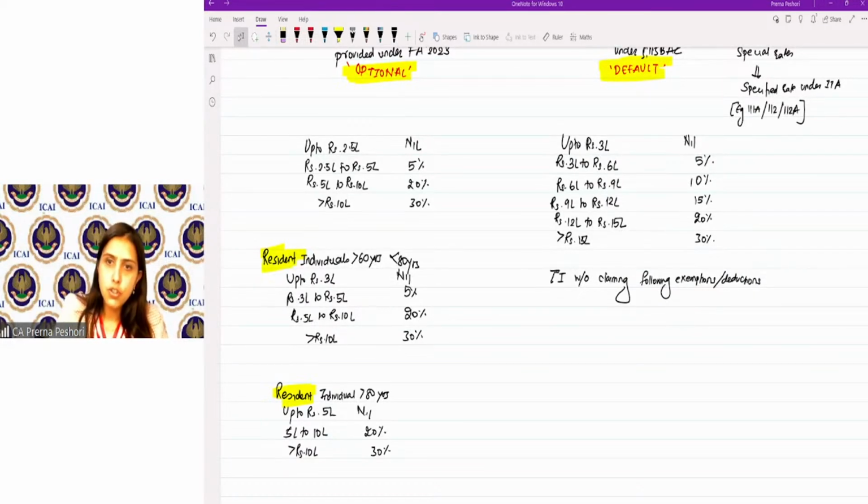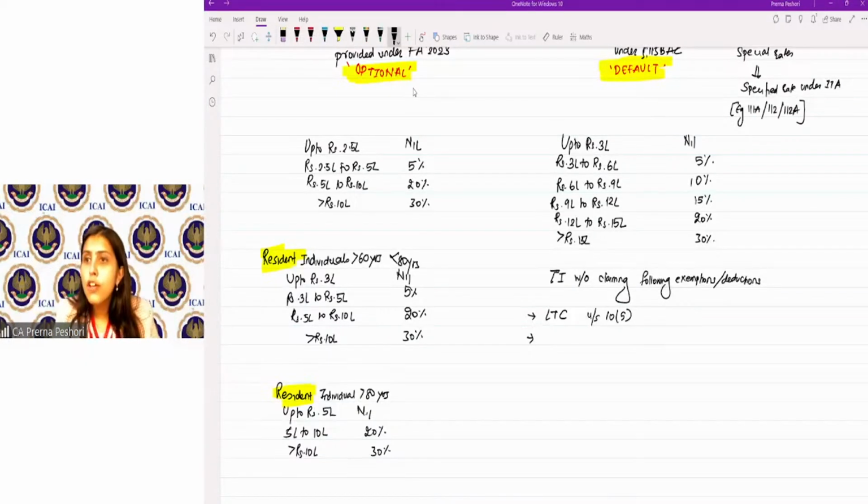Leave travel concession under section 10(5). If you were considering the leave travel concession under the general regime, here you would not be allowed. House rent allowance, HRA, under section 10(13A). Then exemption for the special allowances under 10(14).